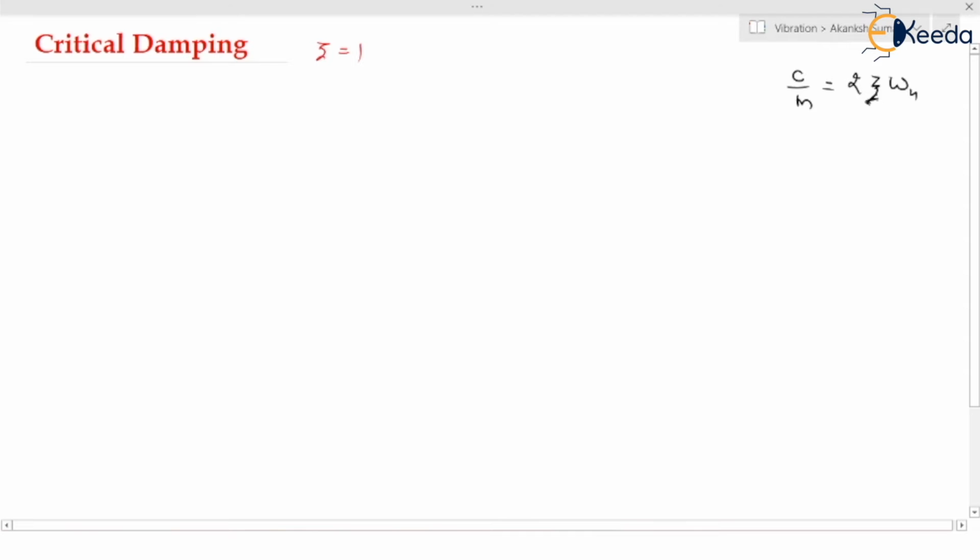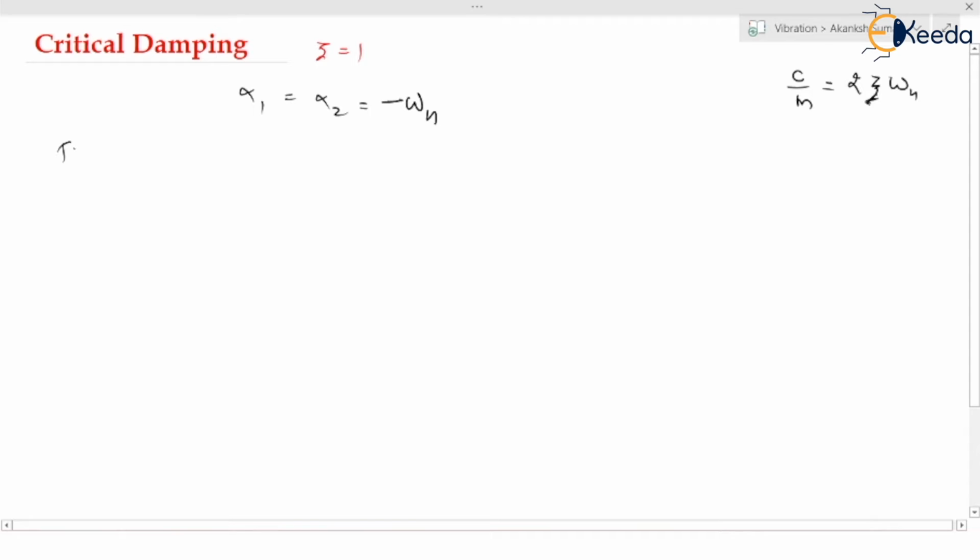So in case of critical damping, the value of zeta is equal to 1. So when you put the value of zeta in the roots alpha 1 and alpha 2, you will get alpha 1 is equal to alpha 2 is equal to minus of omega n. That means when you put the damping ratio value in the roots of alpha 1 and alpha 2, you will get the value that is equal to minus omega n.